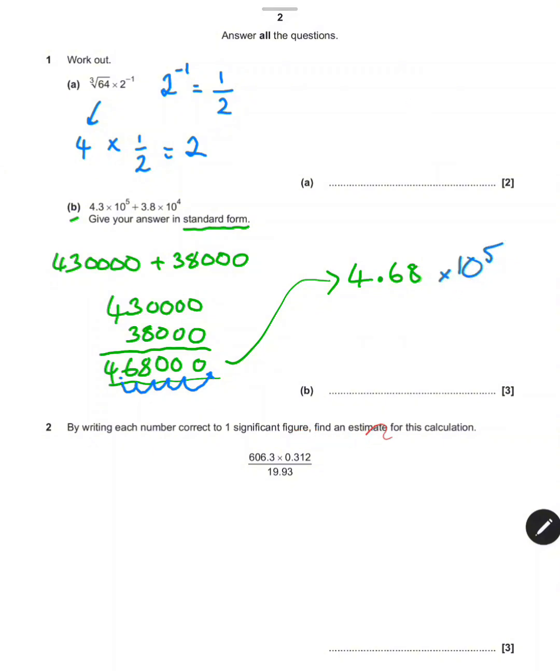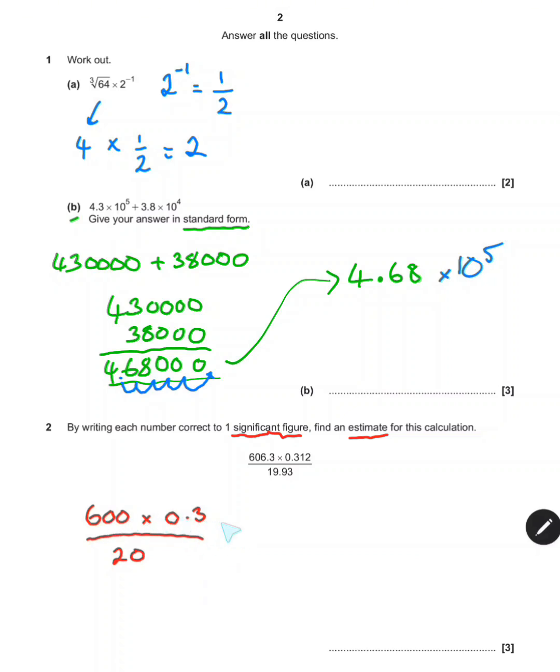Part 2, we've got some estimation work to do, and it even tells you here to round to one significant figure. So 606.3 becomes 600. We're going to multiply by 0.3, again just rounding to one significant figure, and then divide by this. 19.93 becomes 20 to one significant figure.